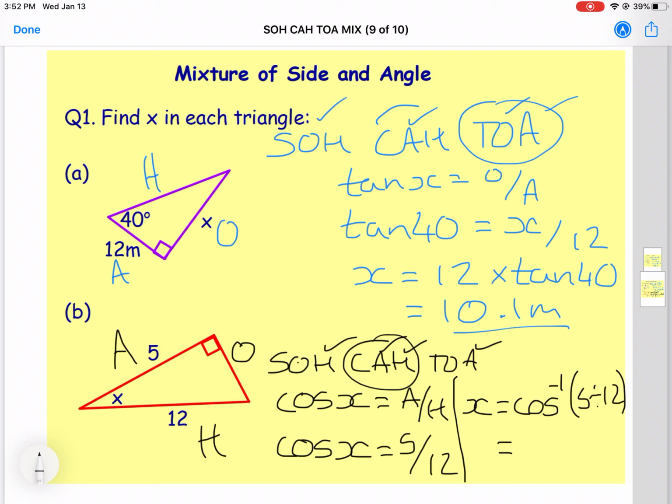And if you pop that into your calculator, again, it's best to use the online calculator for this. We get 65.4 degrees for that one. Okay, so that was just a quick recap of how to do both of those questions.